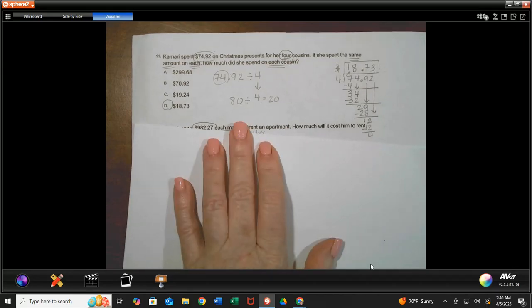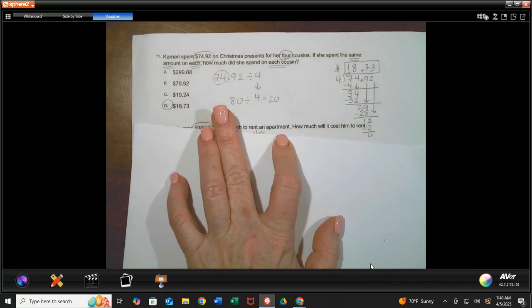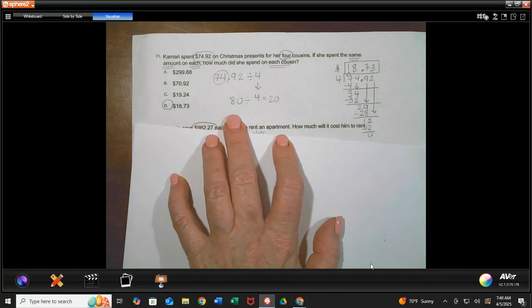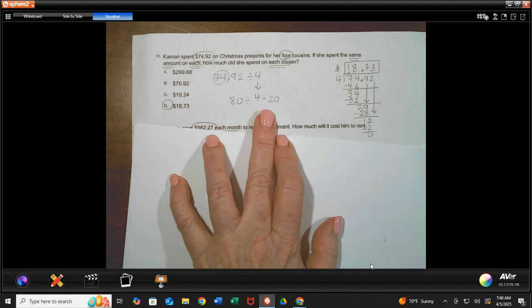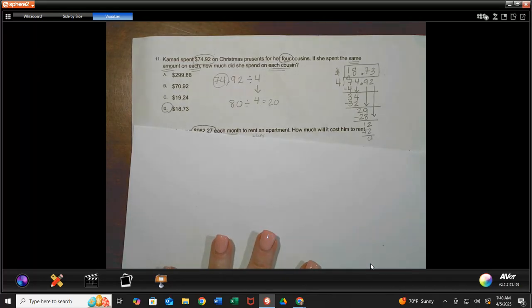So I'm going to get a quick estimate. I'm going to keep my divisor 4. I know my 4 facts. A number close to 74 that's divisible by 4 is 80. So we say it's compatible. 80 divided by 4 gives me a quick estimate that she's going to spend about $20 on each cousin. So I think that I can go ahead and eliminate A and B from my answer bank just looking at the value of that. It would be silly to pick A because she would be spending more on each cousin than what she had to spend on all 4 of them total. All right, same thing with B pretty much.